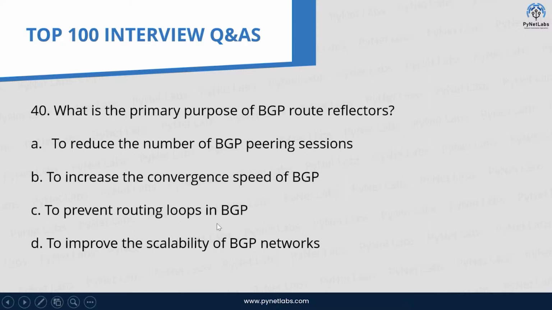But if option D had been to improve the scalability of IBGP networks, then D would have been the correct answer. But this time we are going to say that option A is the correct answer, because it will reduce the number of BGP peering sessions which we create by using full mesh neighborship. So that's an alternate scalable approach which we use in BGP for reducing the number of BGP peering sessions. So these are the top 10 interview questions from OSPF and BGP, guys.